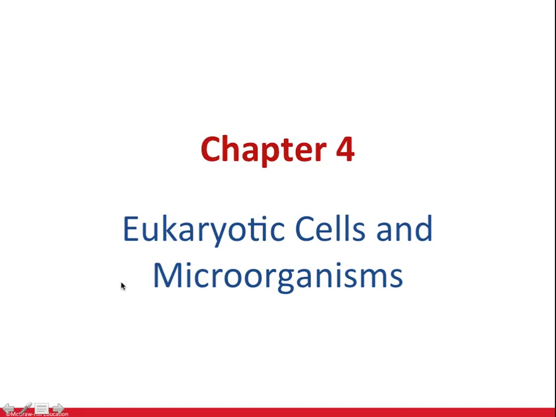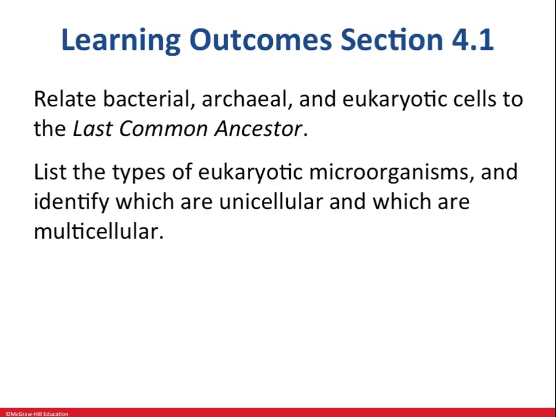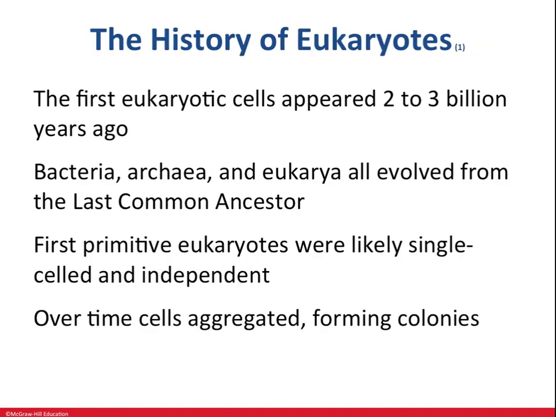Hello everyone. Now let's study chapter 4, the eukaryotic cell. In this section, we are going to study the three groups: the bacteria, archaea, and the eukaryotic cell. The first eukaryotic cell appeared 2 to 3 billion years ago. So microorganisms have three categories: bacteria, archaea, and eukaryotic cells.